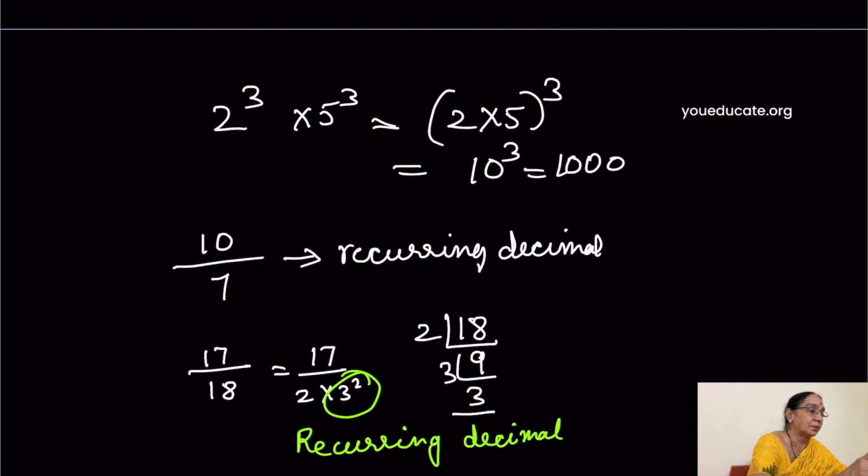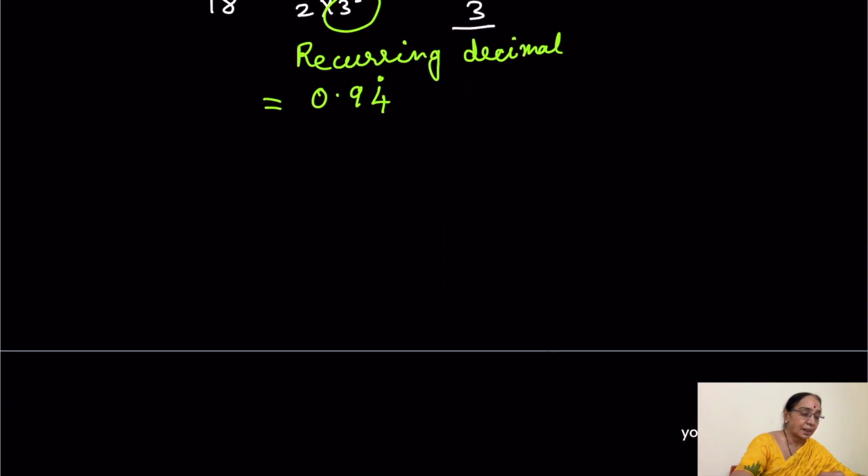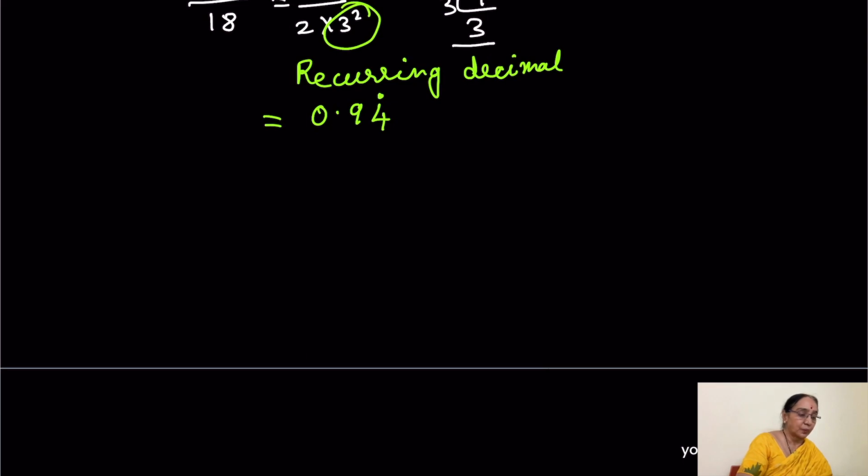Now I will give you the answer. I'm going to use my calculator. So this is 0.94 repeating, a recurring decimal. So you can work out more examples like this and see when a fraction will be a recurring decimal and when it will be a terminating decimal. So only these two types are possible. A fraction can either be a recurring decimal or a terminating decimal.